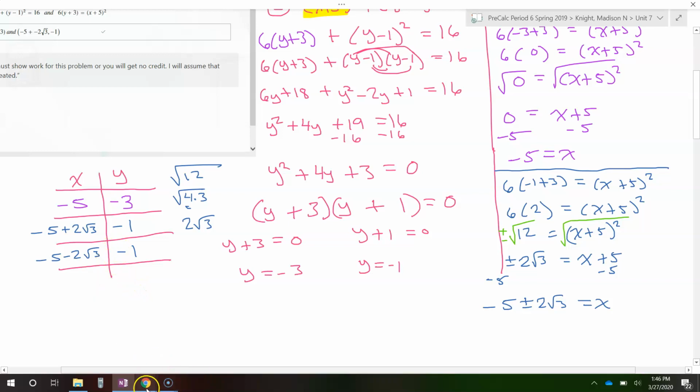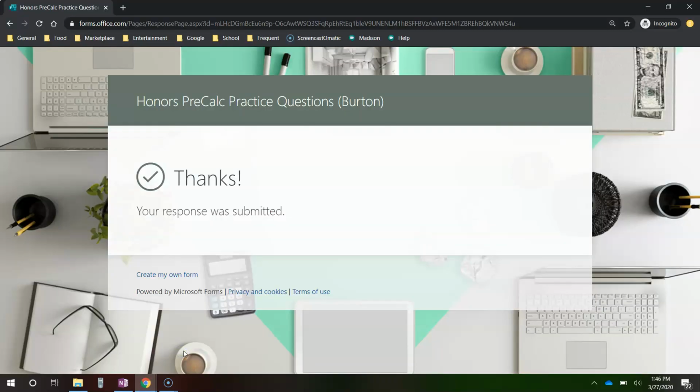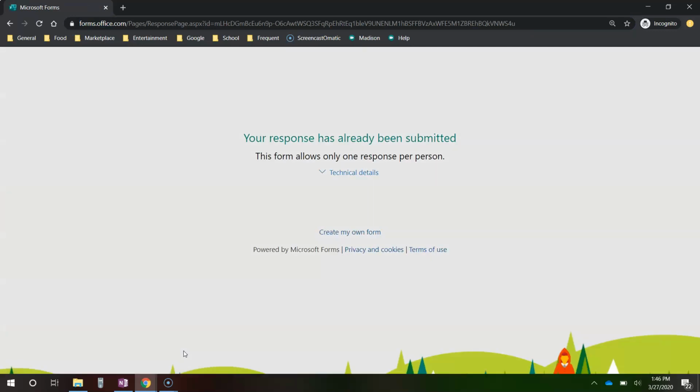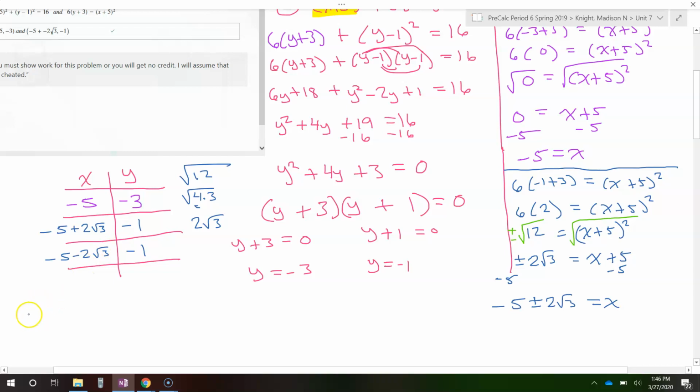So when you record this, you should go ahead and record this as 3 separate points. Looking back at what I just typed in, I don't know if they will actually let me. Response has already been submitted. Okay, it won't let me type it in again, but you should really type it in as 3 separate answers.